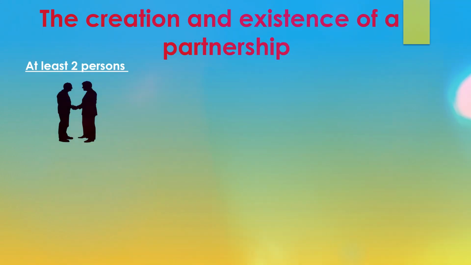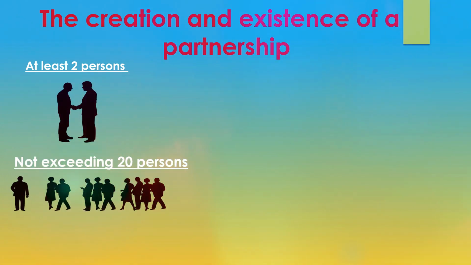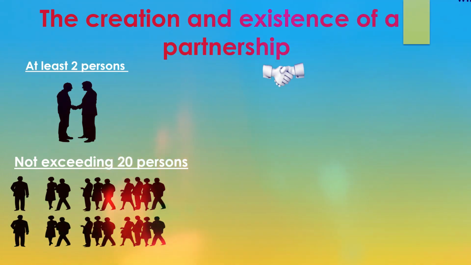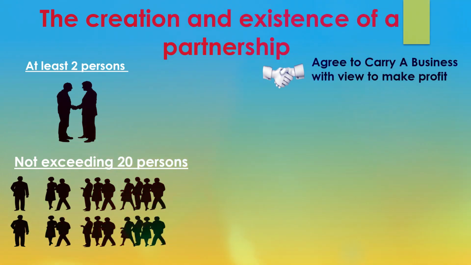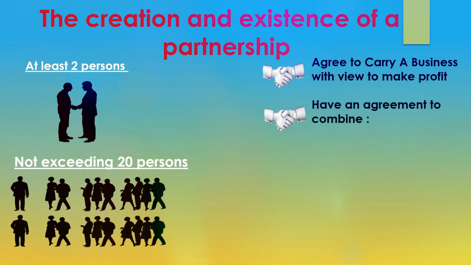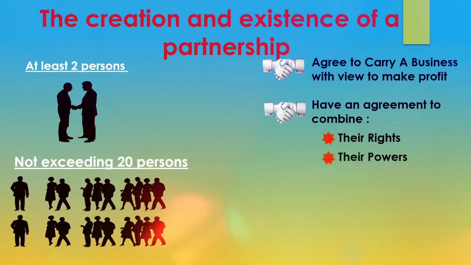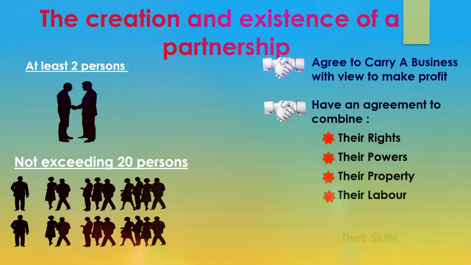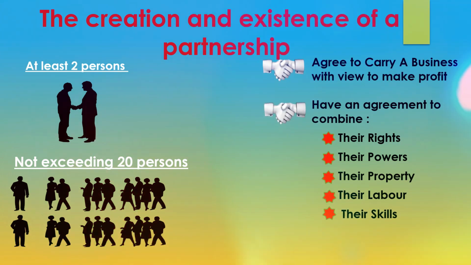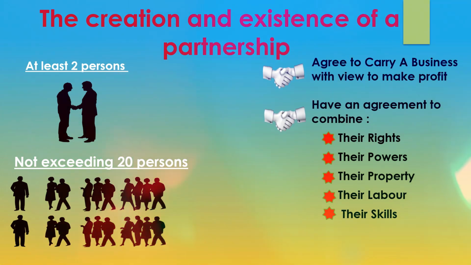So let's look at the creation and existence of a partnership. Each partnership must have at least 2 persons and not exceed 20. They also agreed to carry on a business with a view to make a profit, or they have an agreement to combine their rights, their powers, their property, their labor, and their skills. So these are the things that make up the creation and existence of a partnership.